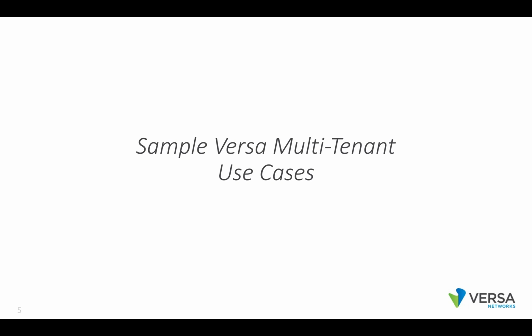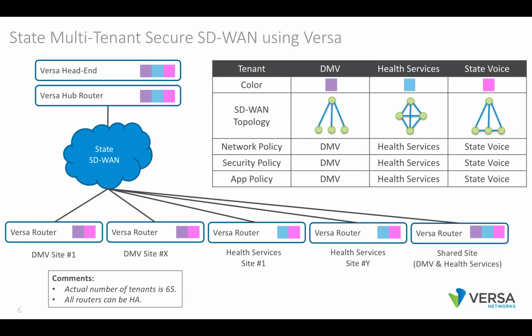So let me bring this home with some sample multi-tenant use cases from the real world. This is a state we're working with, and this is leveraging the Versa solution as they transition from an MPLS multi-tenant WAN to a multi-tenant secure SD-WAN using Versa. They have about 65 different departments in the state. I can just dive into a couple for this example.